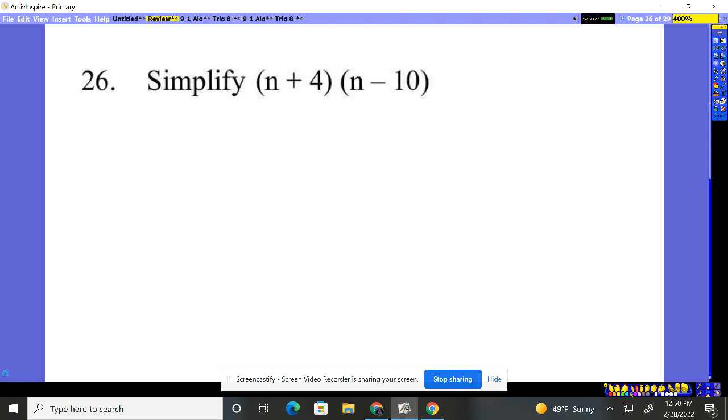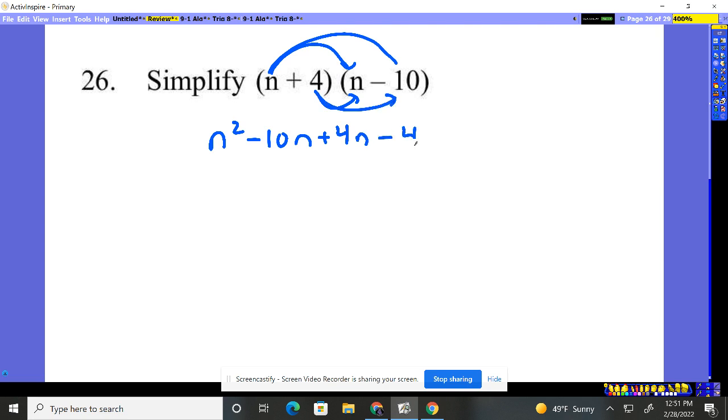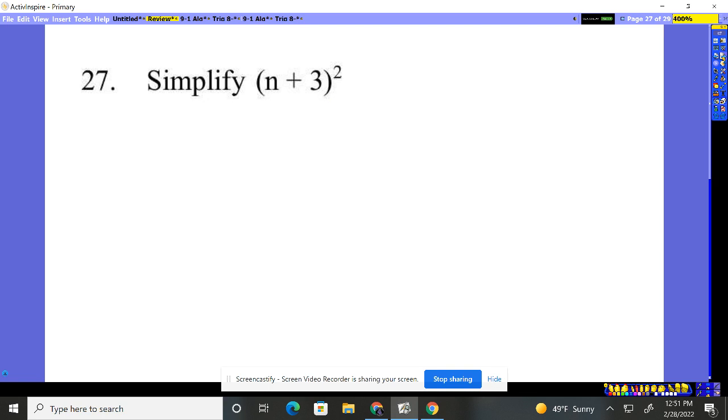All right, let's look at this one. We have a binomial times a binomial. So I want to shake hands. I'm going to do n times n is n squared. N times the 10 minus 10n. Now the 4 gets distributed through, plus 4n. And then finally the 4 shakes hands there, minus 40. Put it back together. Lose 10, gain 4, you've lost 6. And there's our answer. There's our trinomial answer, 3 pieces.